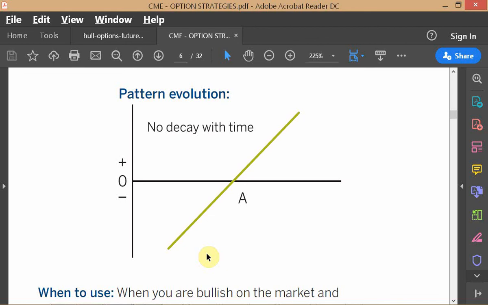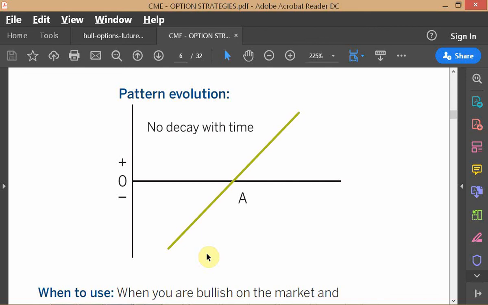The synthetic equivalent, yes, use the mic. Is my question clear? You're trying to create the same result, the same payoff profile, by using instruments other than futures. Specifically, using options. How will you do it? Instead of going long futures, what are my alternatives? It's like saying, instead of going straight from here to Gurgaon, can I go by some other route, reach the same destination, create the same outcome?